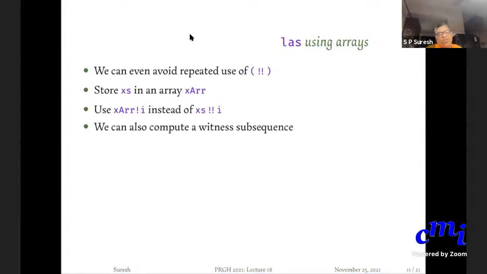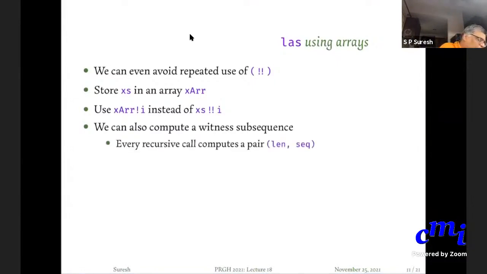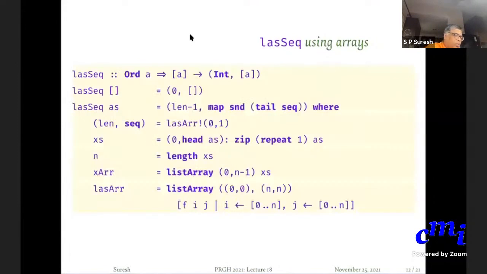While we are at it, you can also compute a witness sequence, not just the length alone. Every recursive call will compute a pair, len comma sequence, and you will do whatever checks you need to do. Here is the whole program. There are no surprises here any longer. You want to return an integer value, the length of the longest ascending subsequence, and an ascending subsequence itself. For the base case, when your list is empty, this is 0, empty.